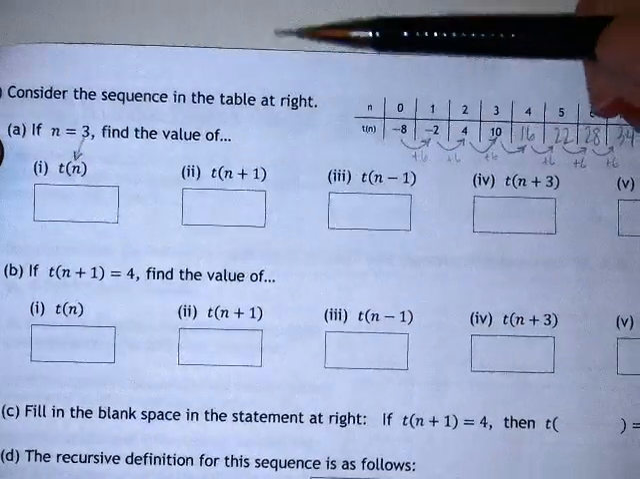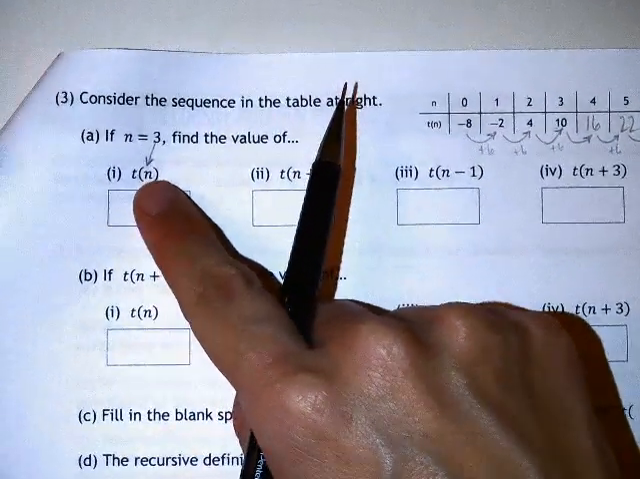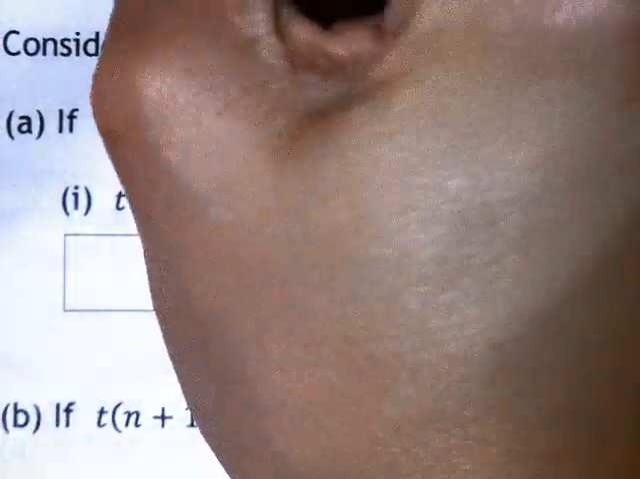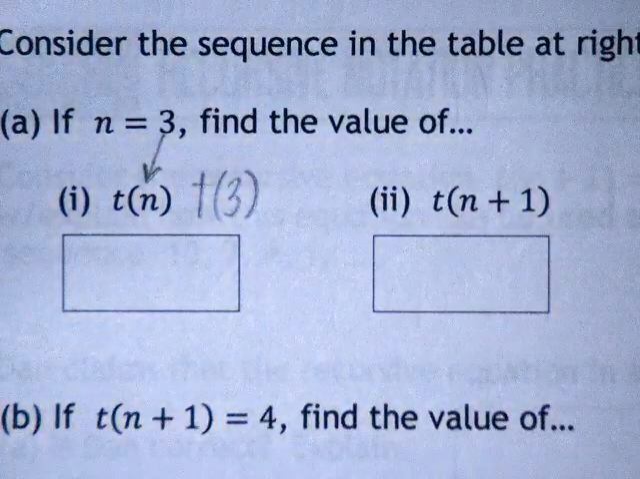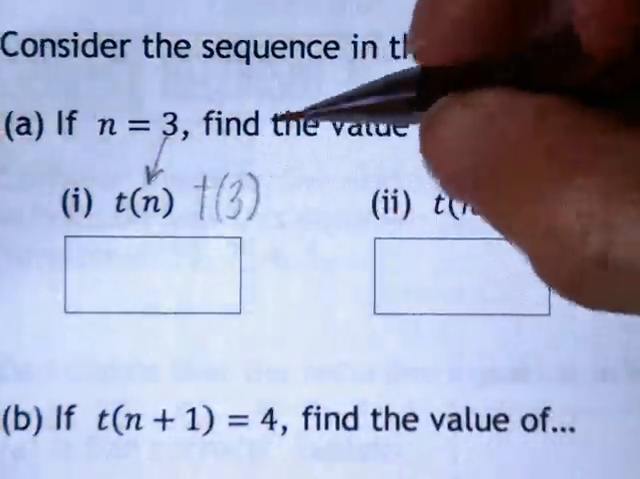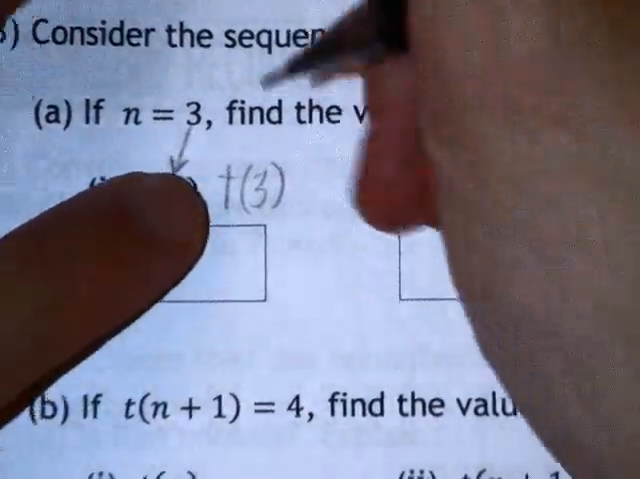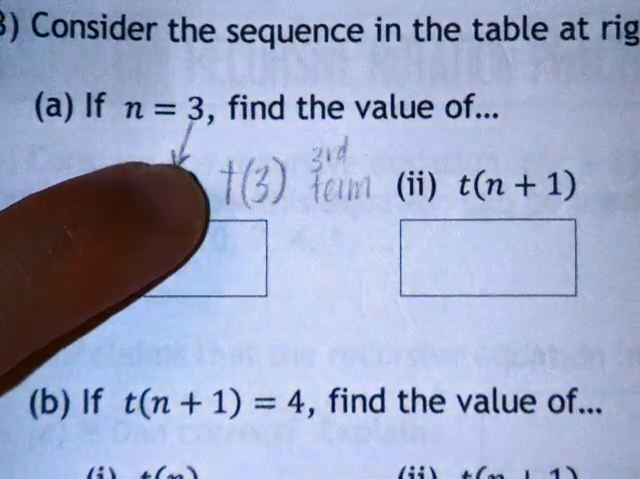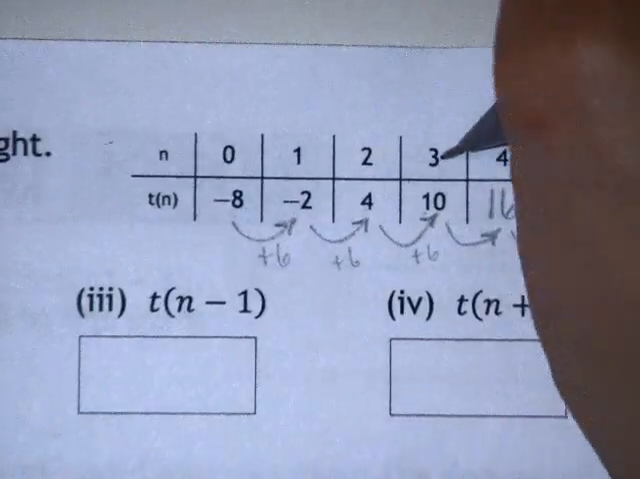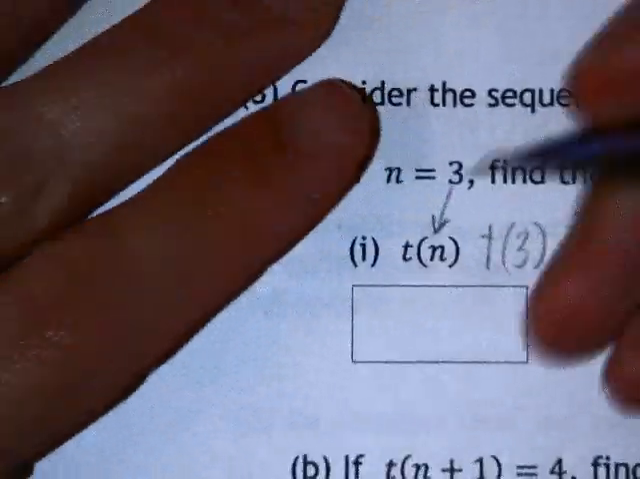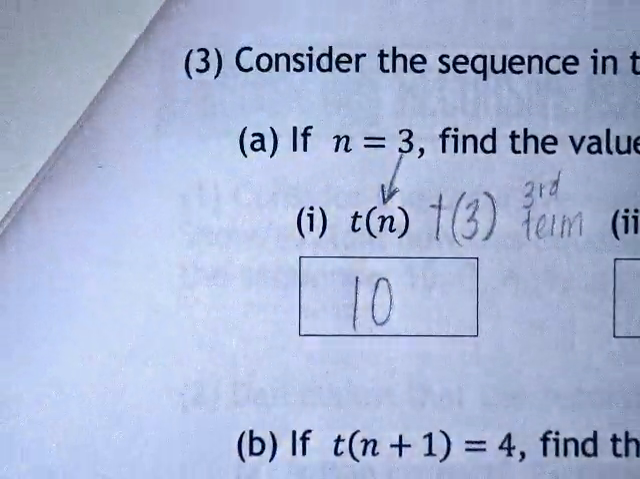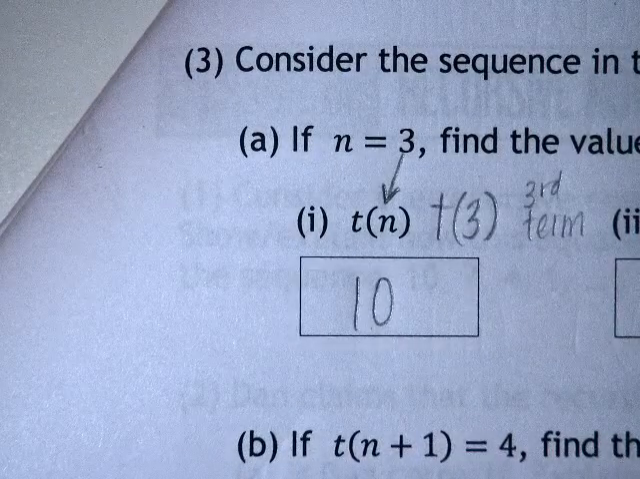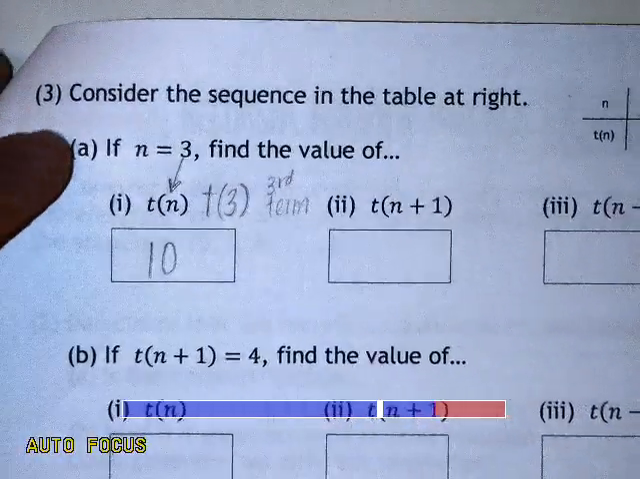So I'm going to start in letter A by first plugging in 3 into each expression. The first part, for instance, is now going to say t of 3 instead of t of n, because they told us n equals 3. We're basically just doing a little substitution. T of 3 really just means look at the third term in the table and write down what you get. So if I go to my table, the third term is 10, so that means the answer they are looking for must be 10. And that's it. If you remember this from the previous video, you know there aren't a lot of surprises here. This is basically pretty straightforward stuff.